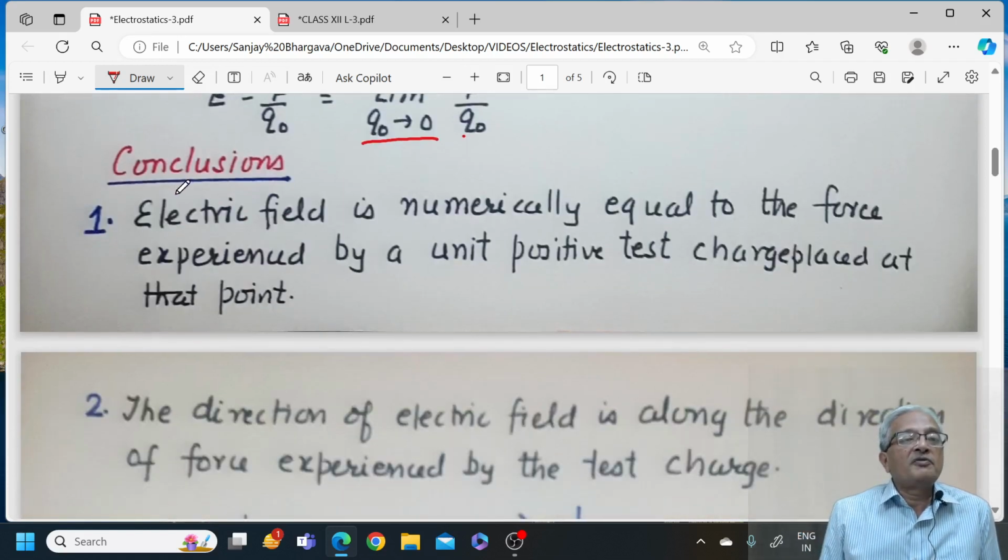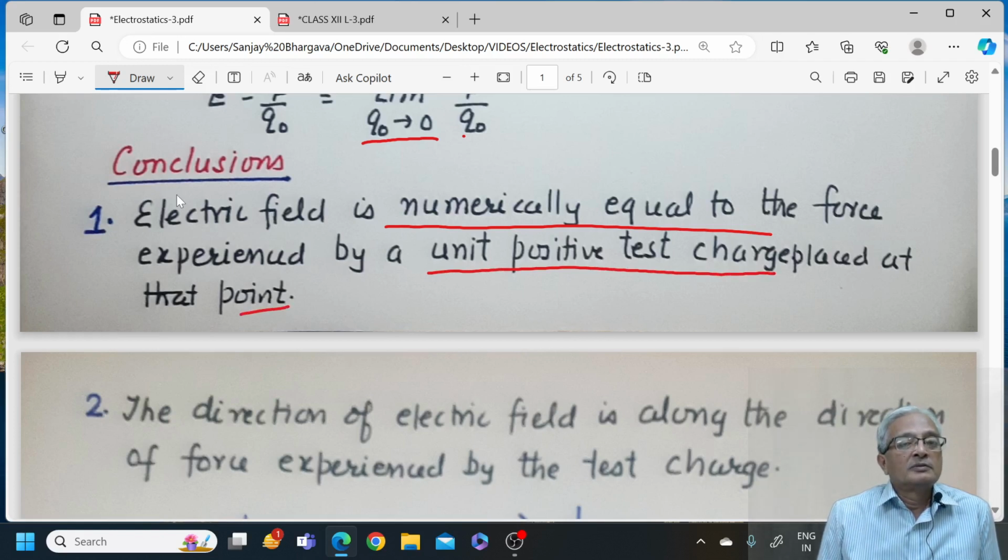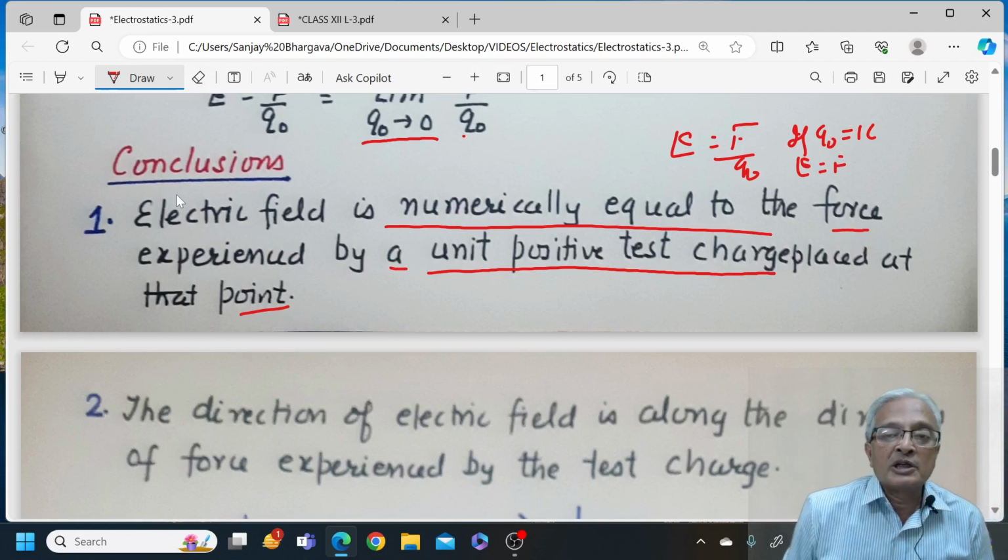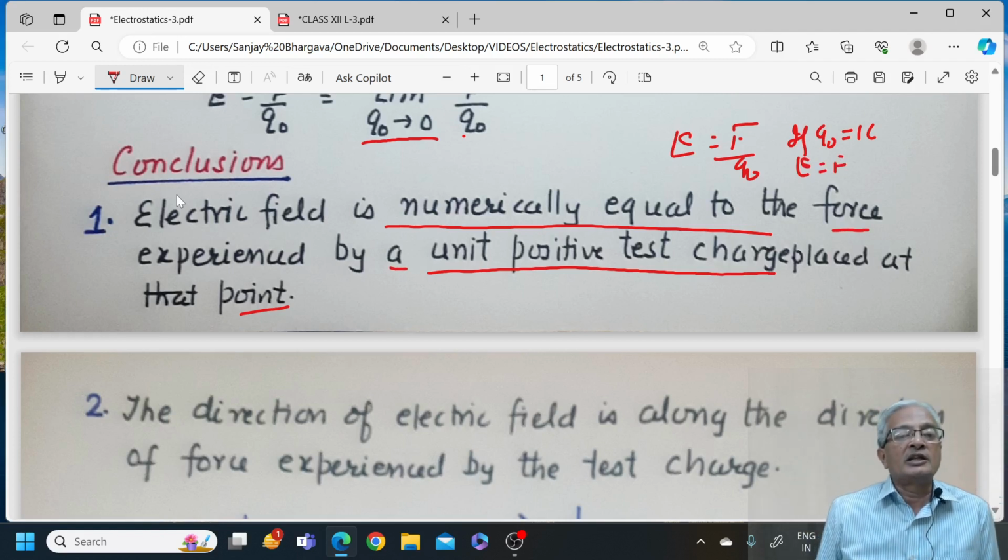So what is the electric field? Let us say it is numerically equal to the force that would be experienced by a unit positive test charge placed at that point. So how do we say it? We say E is equal to F upon Q0. Now if Q0 is equal to 1 coulomb, then E would be equal to F. So the electric field is numerically equal to the force that would be experienced by a unit positive test charge placed at that point.